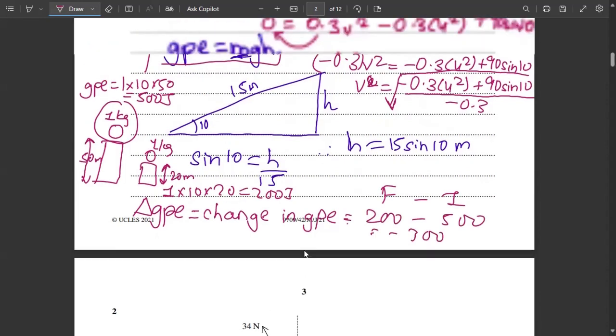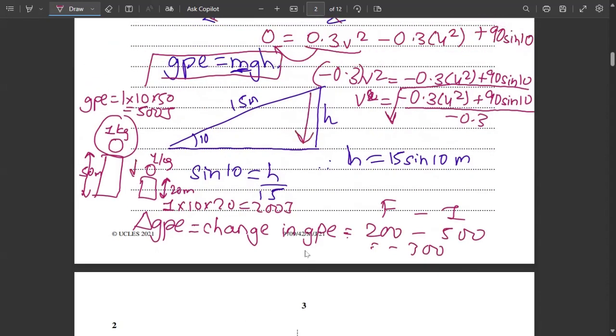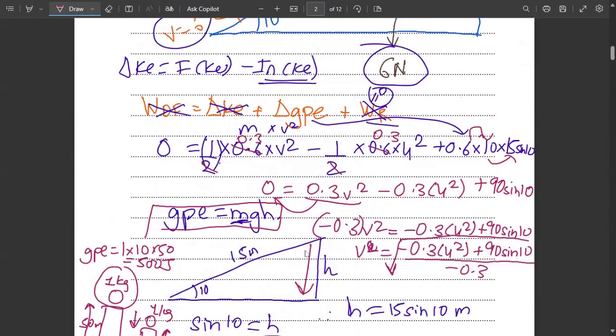So as you can see, as the height is decreasing, as the ball is going down, the change in GPE will become negative because the height is decreasing, right? So here the error we made was we took height as 15 sine 10. If the ball would have gone up, then we'd take plus 15 sine 10. But in this case, the ball is going down, so the height will have to be considered negative, which will be minus 15 sine 10. So here I'll have to add a minus sign. Even this one will become minus.